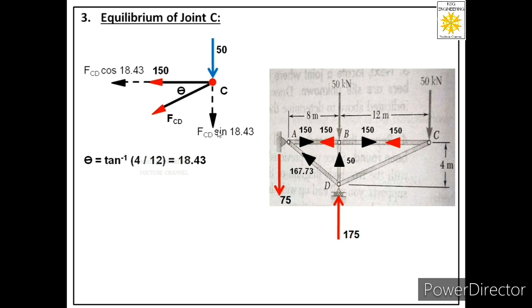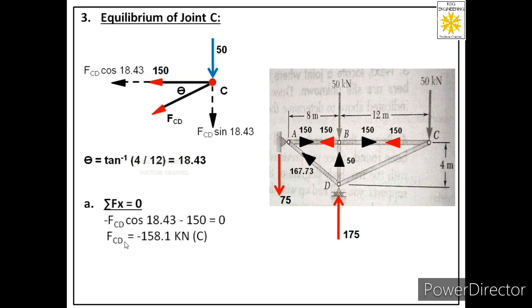Let us apply the first equation, that is summation Fx equal to 0. How many forces are acting in the x direction? There are two: 150 and FCD cos 18.43. Both are acting towards the left, so we will consider these two negative. So we will say minus FCD cos 18.43 minus 150 equal to 0. From here we will get our last answer, that is FCD, the force in the member CD.